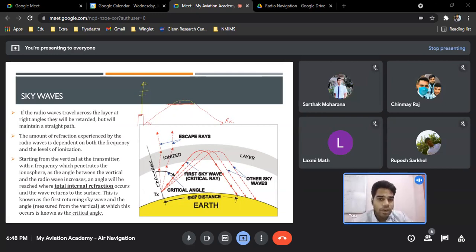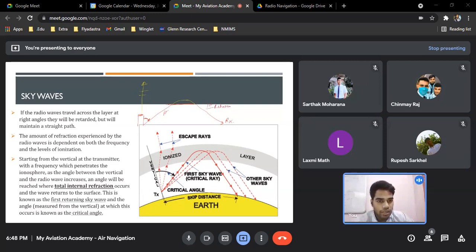Now, you saw that I kept on increasing my angle till this wave returned to earth. So there would be many examples. One would be this, one would be this, and finally I would have this one, this ray. Now, ignore the other examples. The first radio wave which was able to come back to the earth, making an angle, is known as the first returning wave.